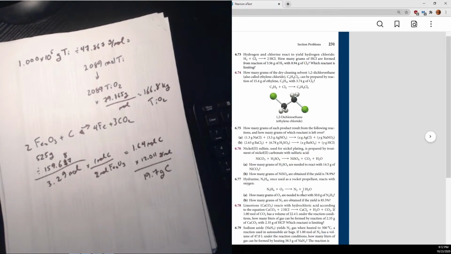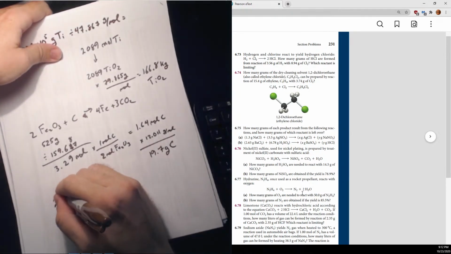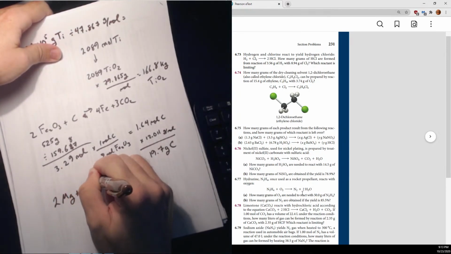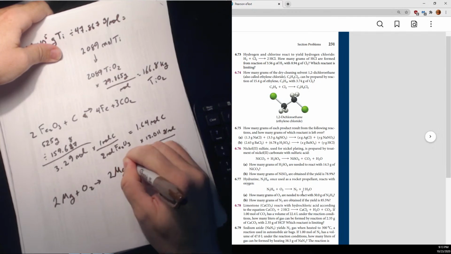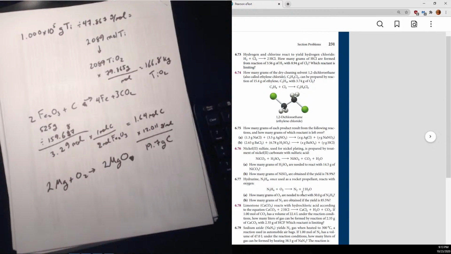Magnesium metal burns in oxygen to form magnesium oxide, MgO. Write a balanced equation for the reaction. 2 magnesium plus O2 yields 2 magnesium oxide. I'm just clever. All right, how many grams of oxygen are needed to react with 25 grams of magnesium? How many grams of magnesium oxide will result?